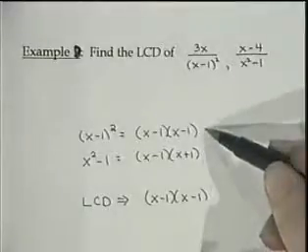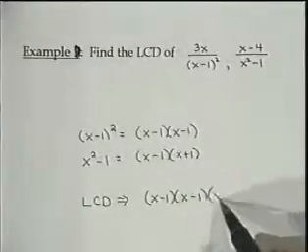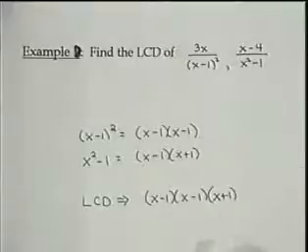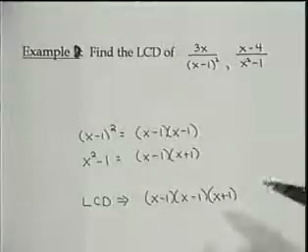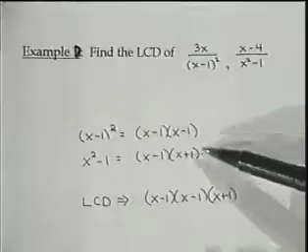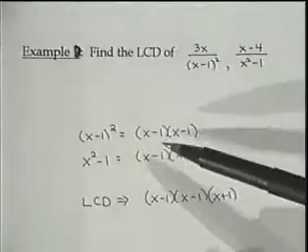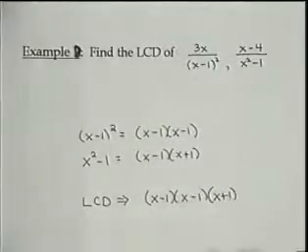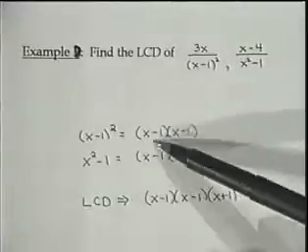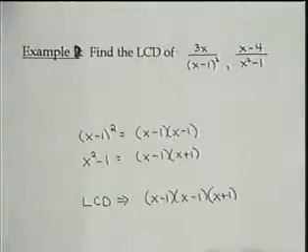The x plus 1 doesn't appear here, but appears here once, and so you only have to put one x plus 1 down. So the least common denominator for these two right here is going to be x minus 1 twice times x plus 1. Again, because it appears twice here in the first factorization.